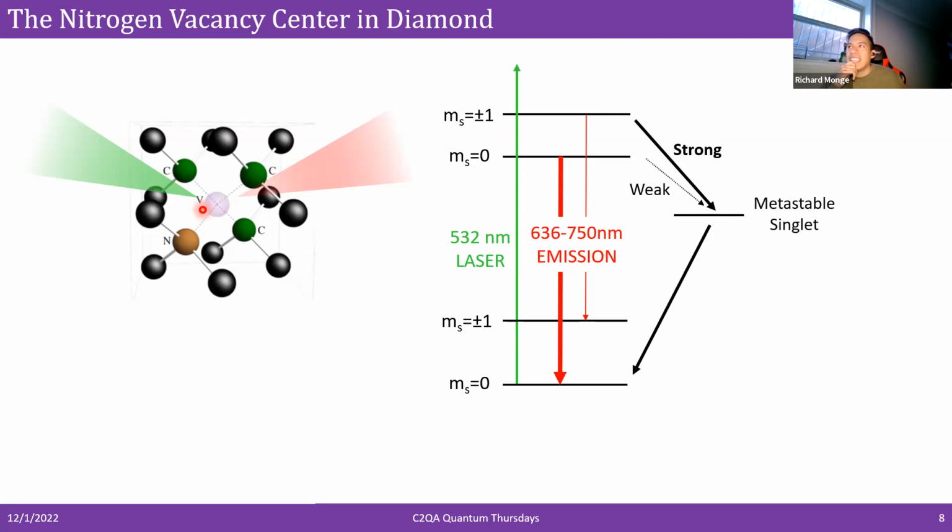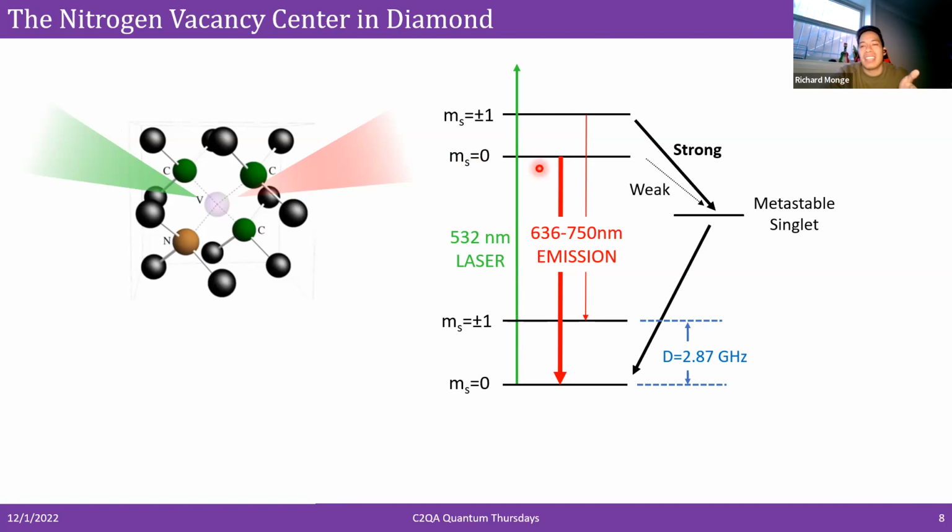So the two spins that I just mentioned previously have a spin-spin interaction that induces a splitting of 2.87 gigahertz in the ground state between the ms equals 0 and ms plus 1 states. The key property of the NV center is the ability to initialize and read out this spin state optically. The photoluminescence is higher in the ms equals 0 state.